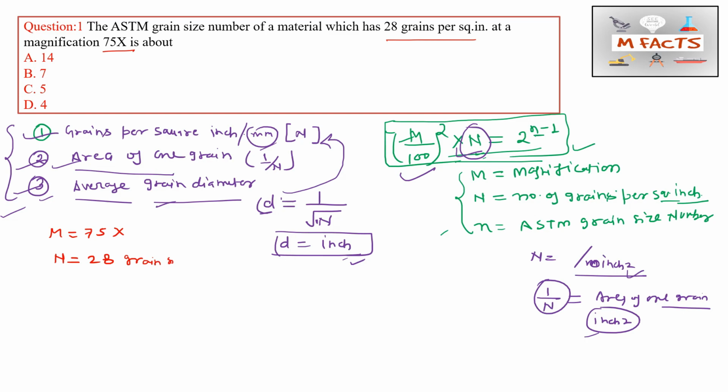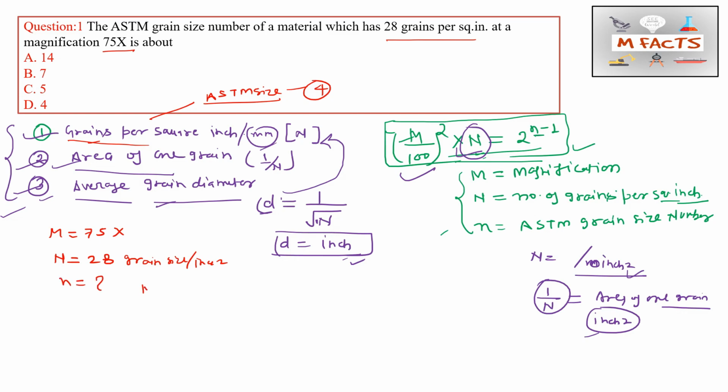So one thing I forgot, that this grains per square inch, if they give this grains per square inch, then they can ask the ASTM grain size also. So this is the fourth possible question they can ask from this type of question. So this is the grain size, they have given grains per square inch. Okay, so we need to calculate the ASTM grain size. So we have to calculate this small n value.